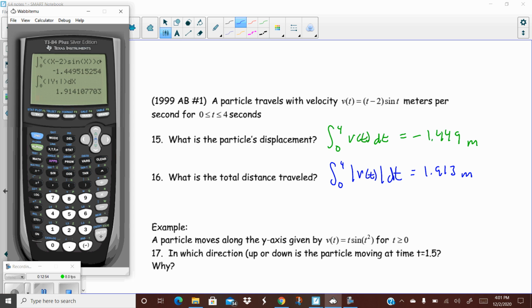So lots of cool calculator tricks. This is stuff that you will definitely want to familiarize yourself with. All right, let's move on.